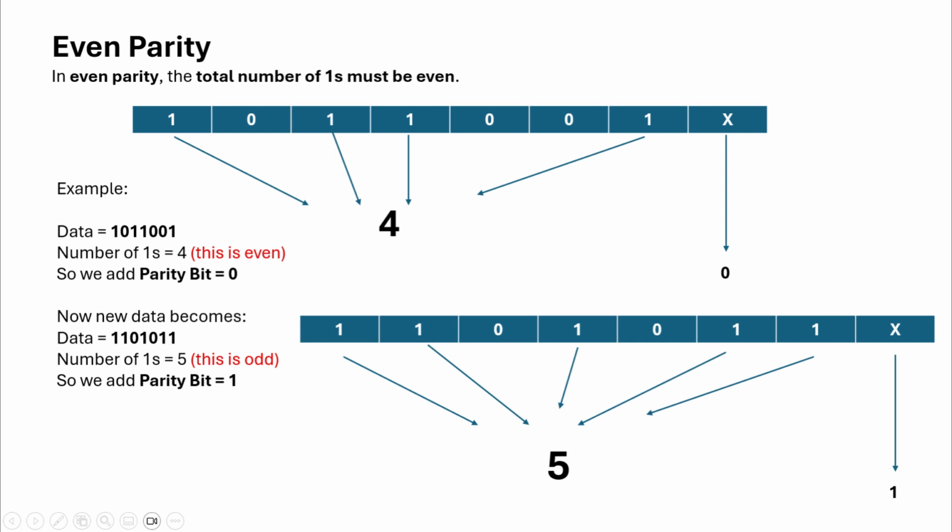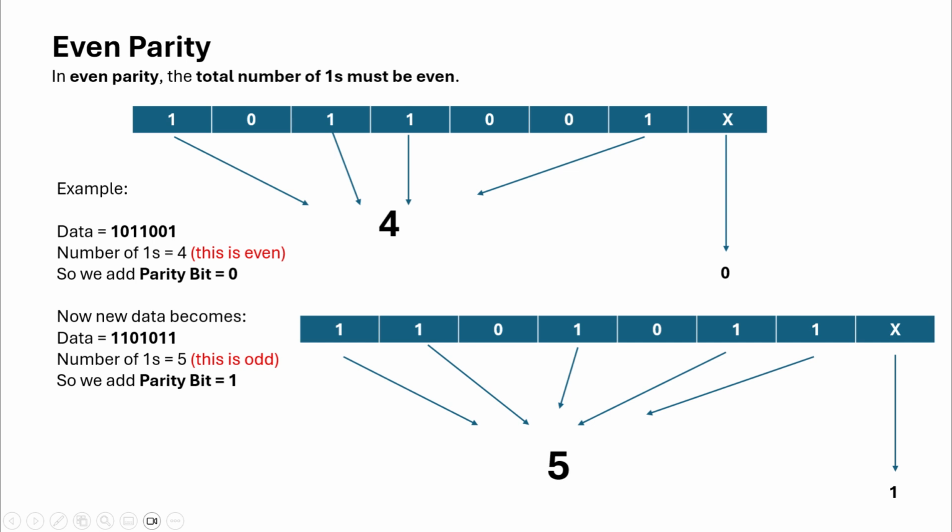Now the opposite case. What if the data has an odd number of ones? Let us say your data has 3 ones. 3 is odd. We want the total to become even. Odd plus what gives even? Odd plus 1 gives even. 3 plus 1 equals 4. Even. So we add a parity bit of 1.